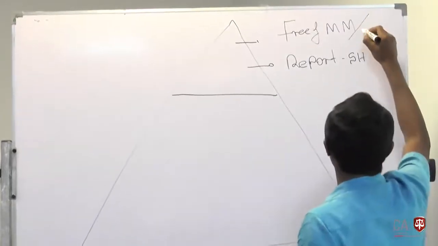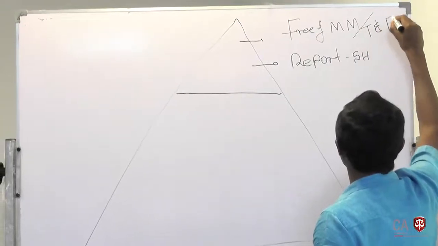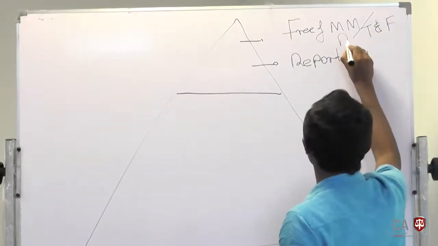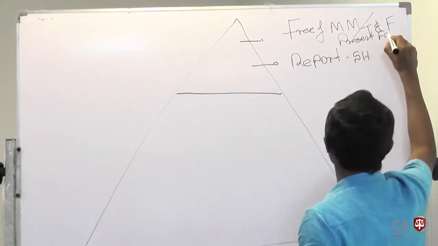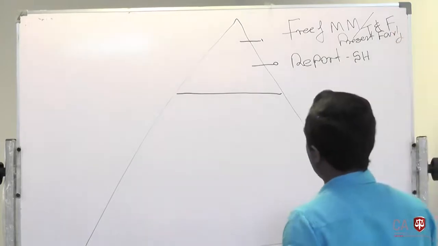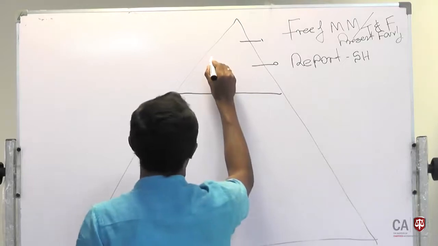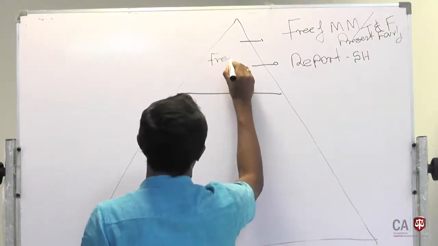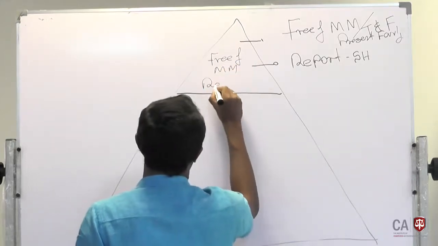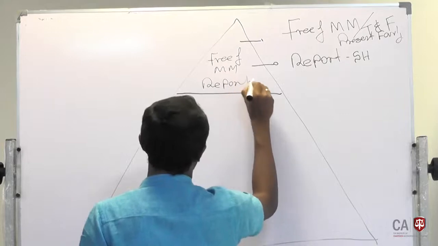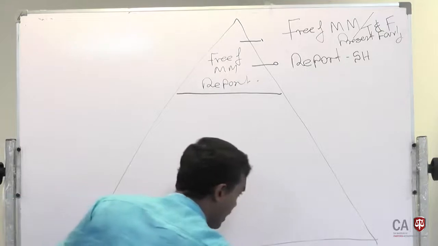There are several other phrases that you can use: true and fair view, another one would be present fairly. So this is the challenge of audit. So I write it prominently here. One of the main purposes of auditing is to ensure financial statements are free of material misstatements and to give a report. Then I will ask you, what is the fundamental requirement?